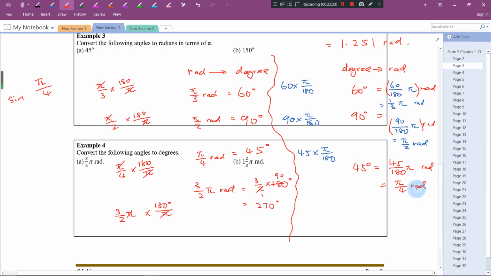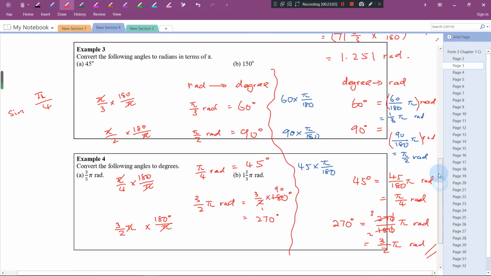Okay, so how about I give you one, let you try yourself. So if you have 270 degree, convert to radian. Okay, you can pause the video, try on your own. If you understand this one, 270 divided by 180, add a pi beside it. So we got this one. If you don't want to use a calculator, you can simplify this way. Divided by 9, divided by 9. 3 over 2 pi radian.